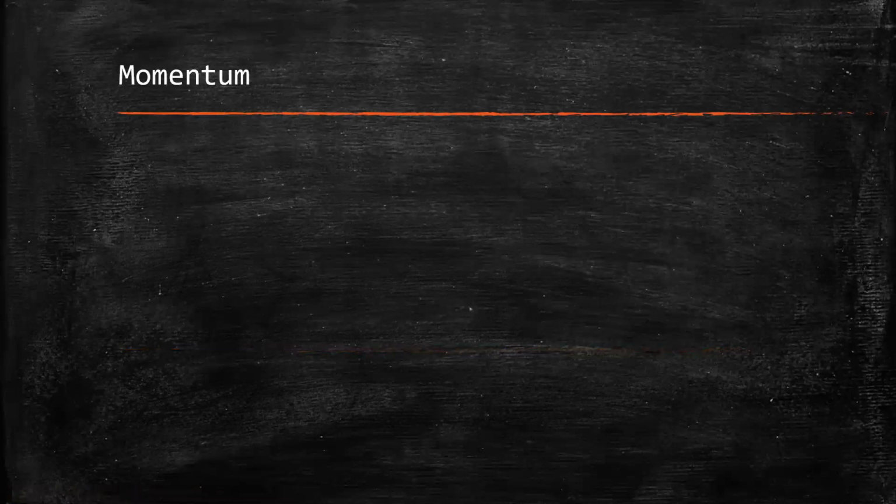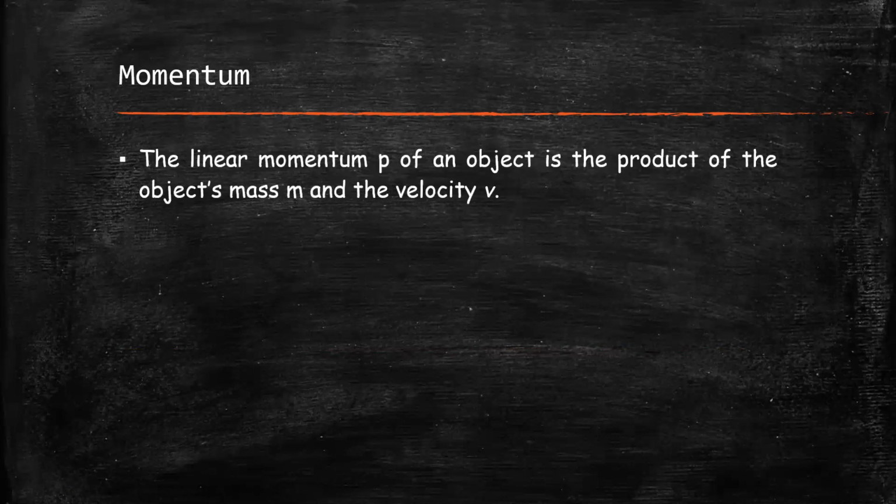The momentum of an object, or sometimes we call it linear momentum, is the product of the object's mass and velocity. In symbols, we have p, the small letter p, is equal to m, which is the mass, times v, which is the velocity.